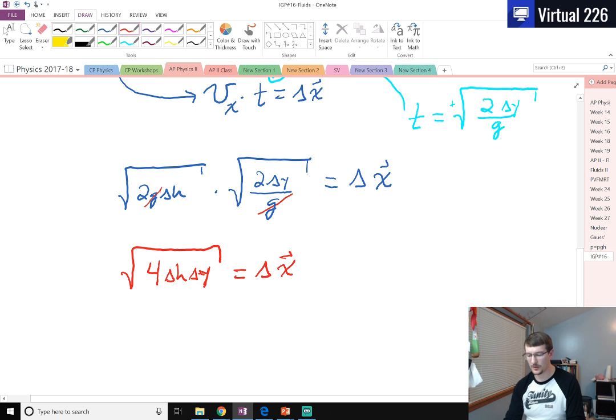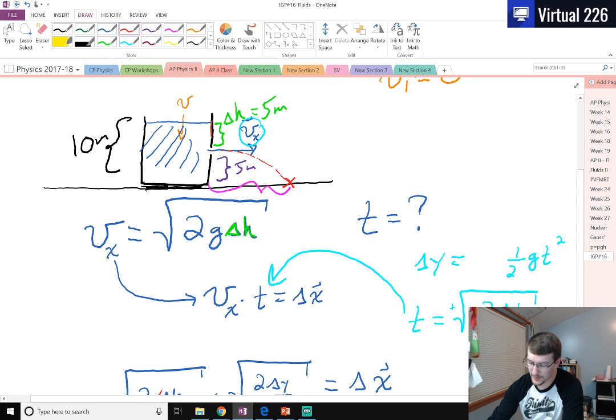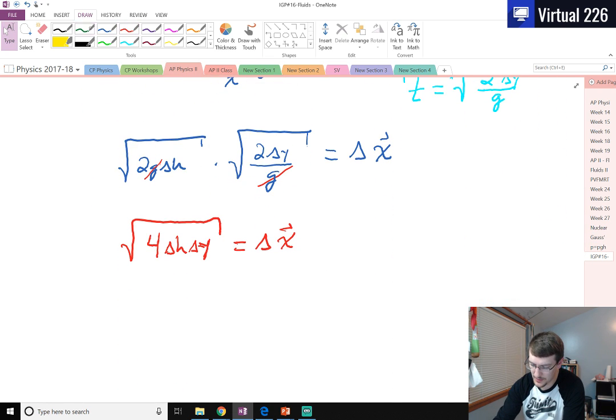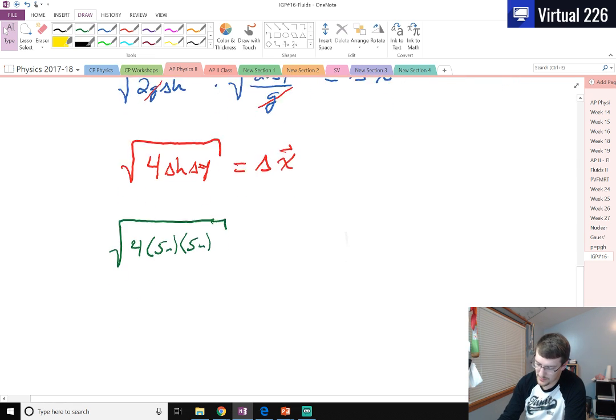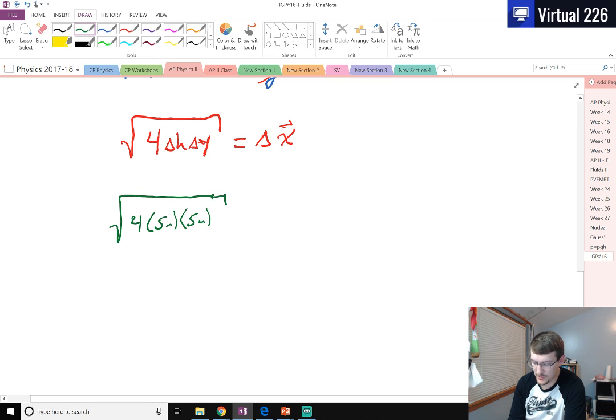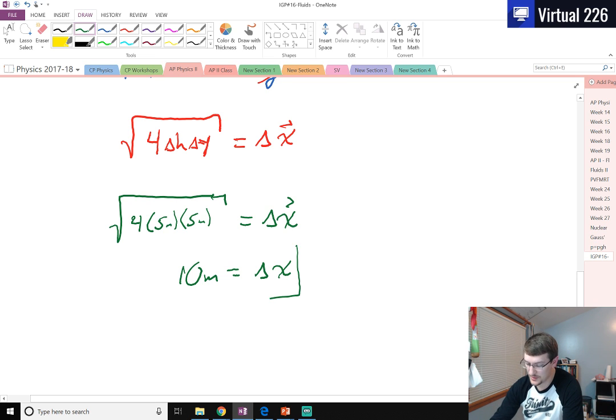That gives us how far the object is going to travel based off of how deep it is underneath the water and how high up it is above the ground. And for our problem here, if we wanted to, we could say the square root of 4 is 2 and pull it out. I like to keep it on the inside. But square root of 4 times 5 meters for the depth of the water times 5 meters for the height. We've got 5 times 5 is 25. 25 times 4 is 100. Square root of 100 is 10. Woo! So that object goes 10 meters.